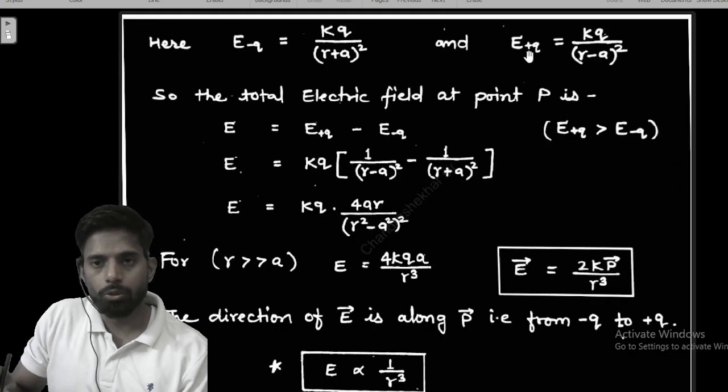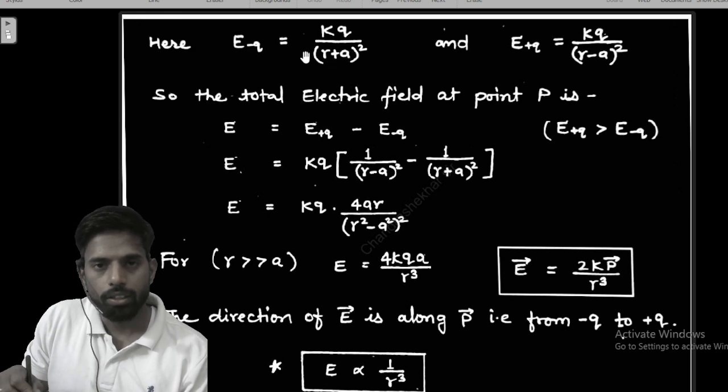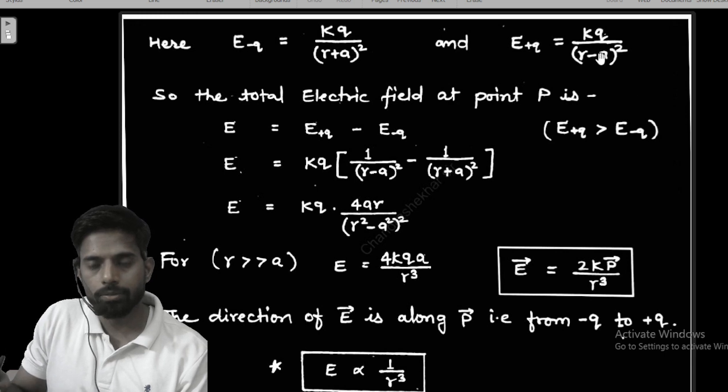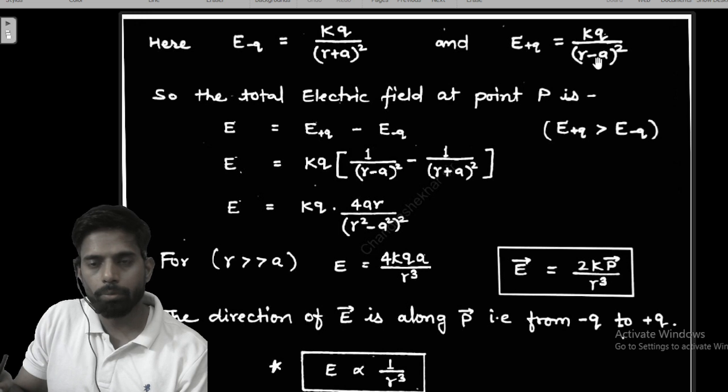Similarly, E due to the plus q charge, it is r minus a. So both are in opposite directions. But which one is greater? You tell me which one is greater. Here it is r plus a and here it is r minus a. If the denominator is smaller, then the value of E will be maximum. So here it is the maximum value. That's why E due to minus q is less. Here it is the minimum value in the denominator, and if we divide by the minimum value, then it will give the maximum value. That's why this is greater in magnitude.